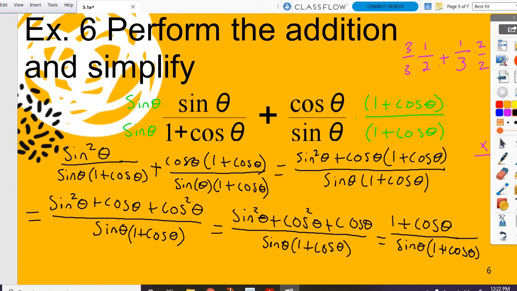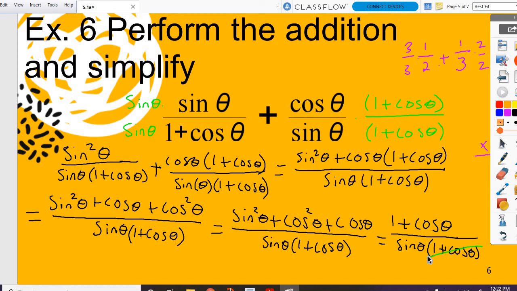So now notice that 1 plus cosine is basically its own factor. So even though it's addition, I can still reduce it because in my denominator, I'm multiplying that by sine and not adding or subtracting it.